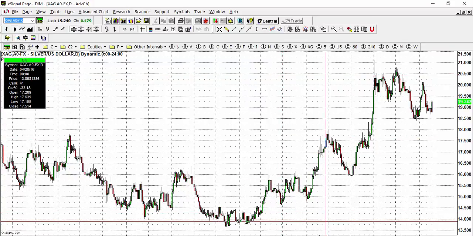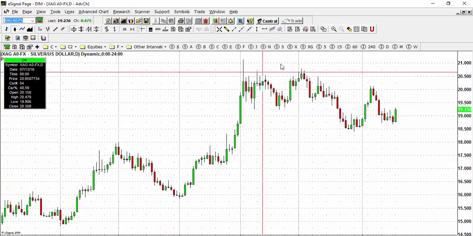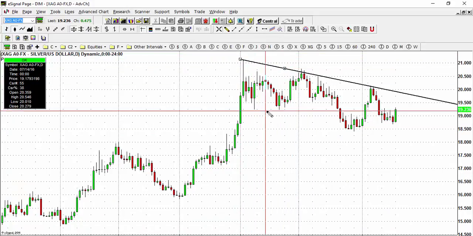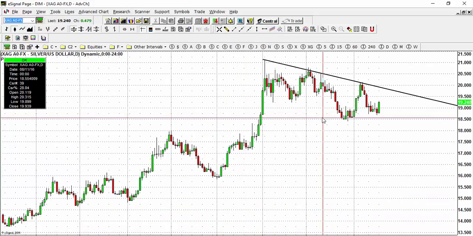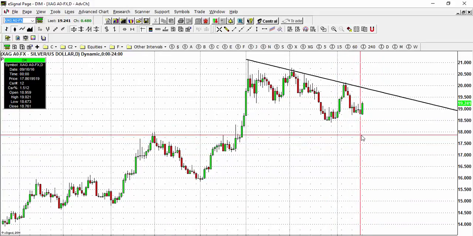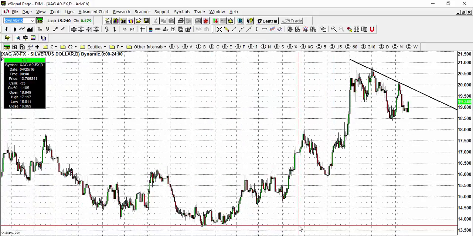Silver, a similar situation, where we are coming up against support in the 1850 area, and we have a sloping trend line down in silver. If we break below 1850, the next area of support will be around 1750 down to $18 in silver.